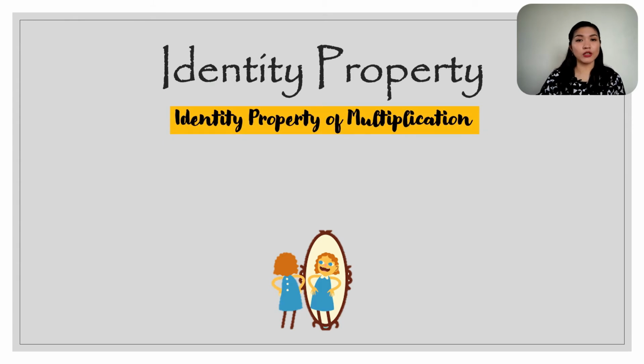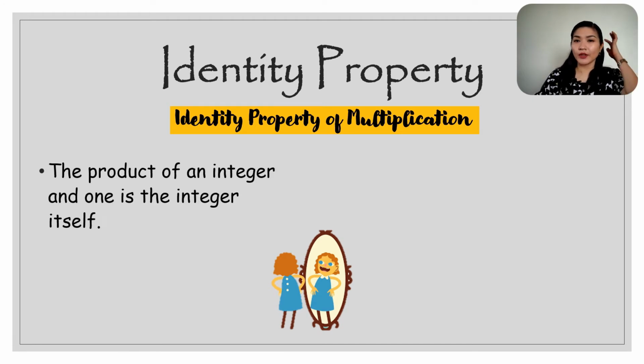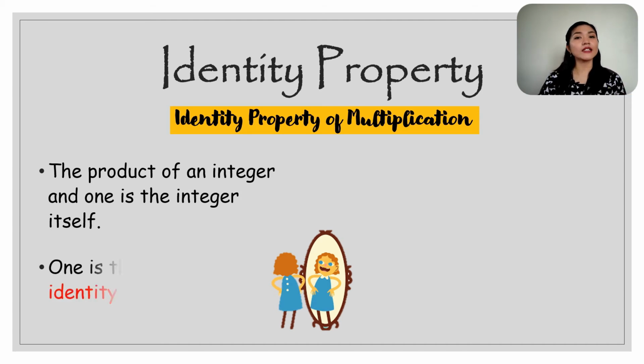In multiplication, when we multiply an integer to a certain number, the product is still the integer. What do you think this number is? That's right, it's 1. The product of an integer and 1 is the integer itself, meaning whenever we multiply an integer to 1, the product is the integer itself. 1 is called the multiplicative identity. Here are some examples.